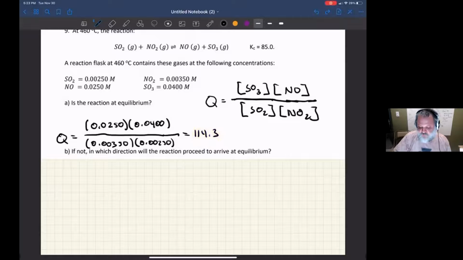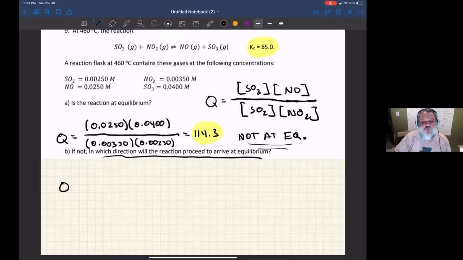Well, is 114.3 the same value as 85.0? No, it's not. So clearly the reaction is not at equilibrium. Okay, so now that we've decided it's not at equilibrium, which direction will the reaction proceed to arrive at equilibrium?